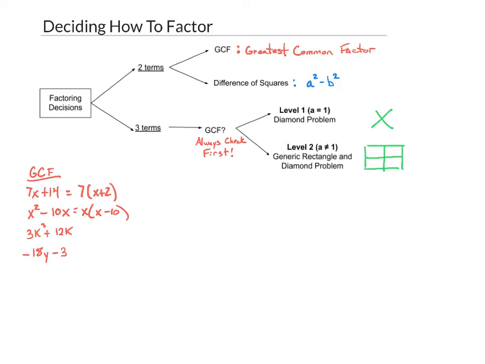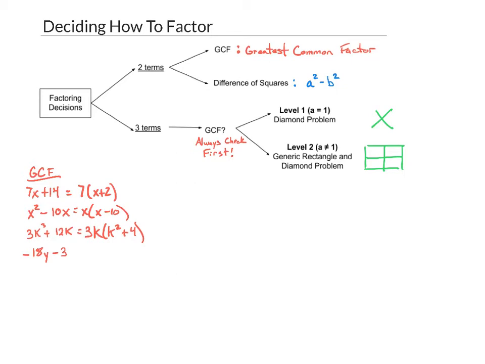Moving on, we take a look at our next one. You have 3k cubed plus 12k. And so a 3 goes into both 3 and 12, and a k can come out. What you're going to have remaining is k squared plus 4. As you take a look, k squared times k is going to be k cubed, and then you have a plus 4 here because that multiplied by 3k is 12k.